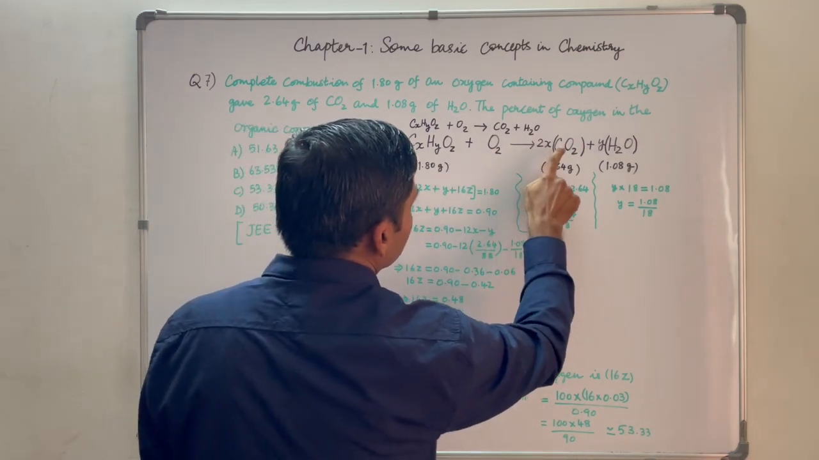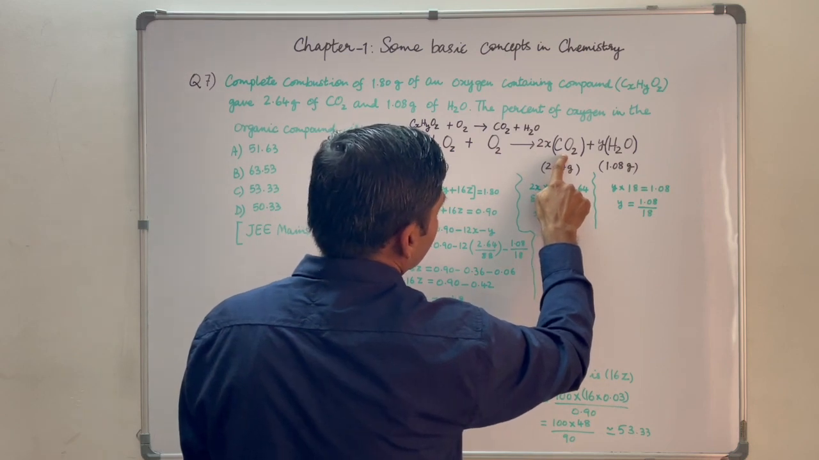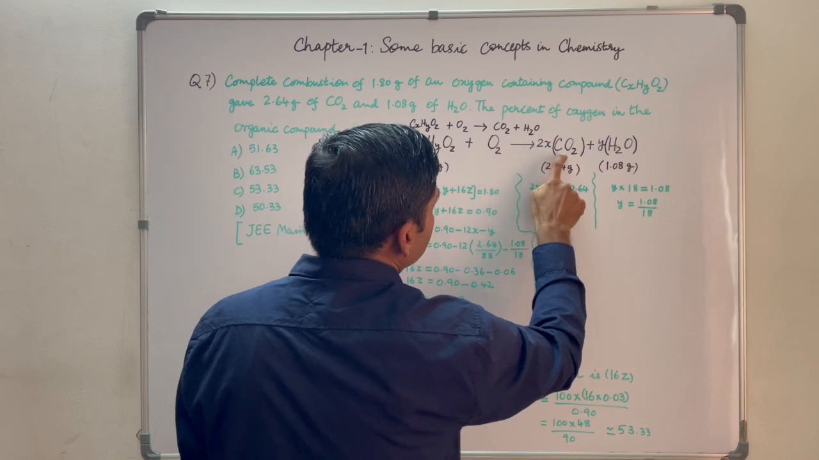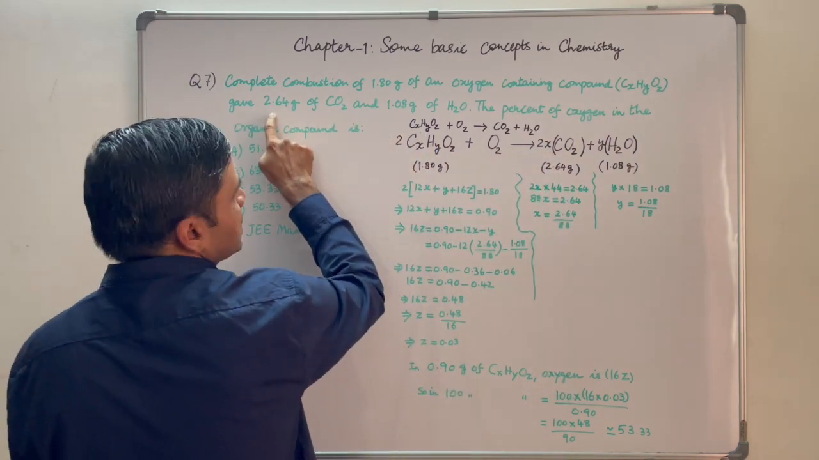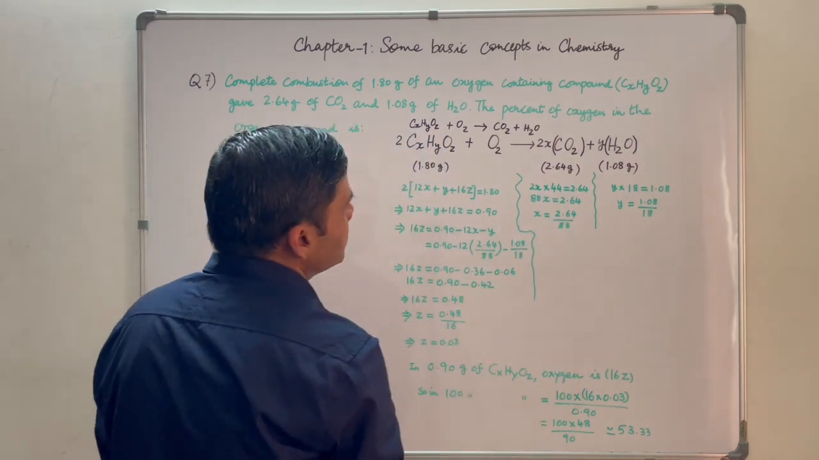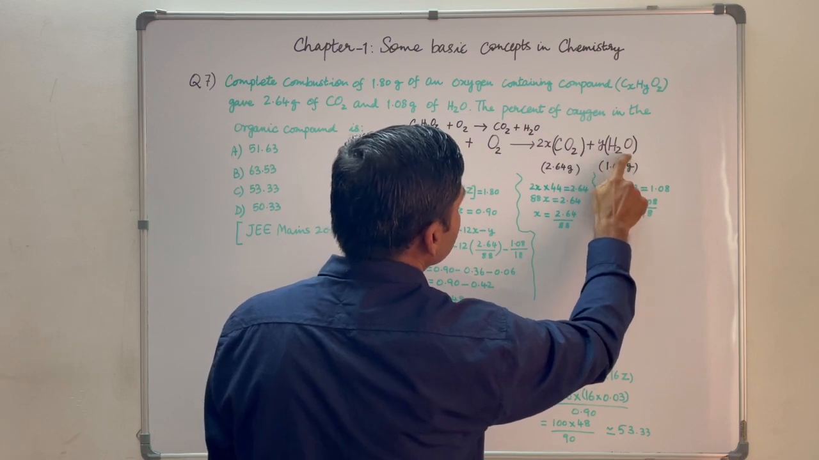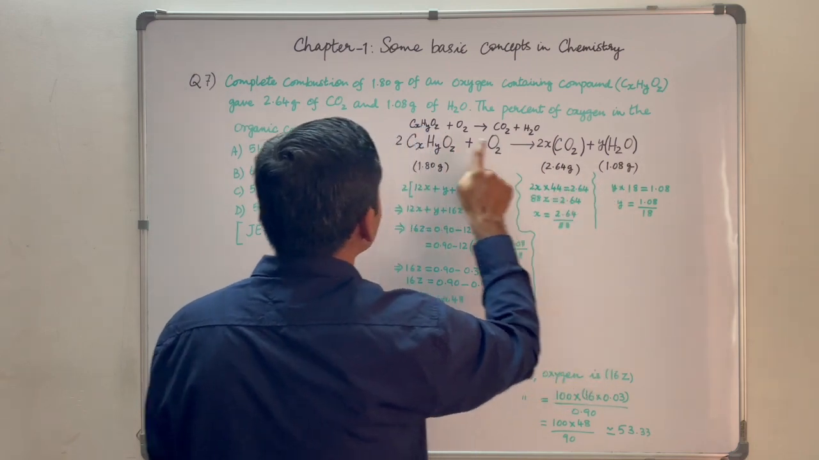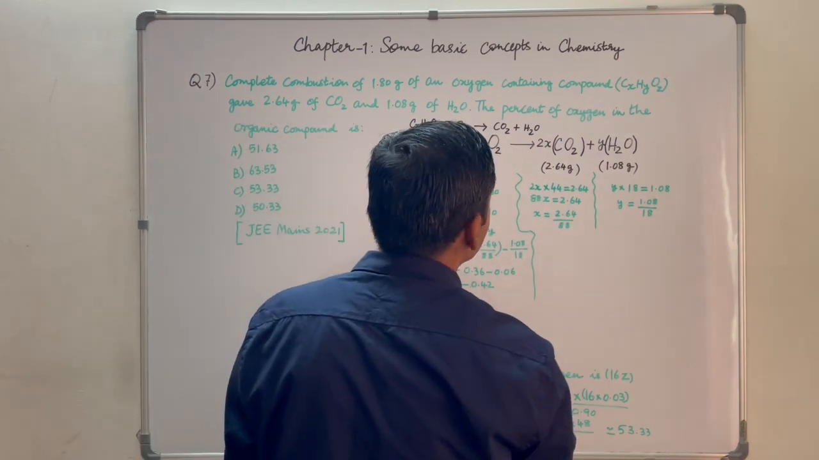We will start our calculation from here. Mass of CO2 will be 44, 12 plus 16 into 2. So 2x multiplied by 44 is 2.64, which is given in the question. So x is equal to 2.64 upon 88. Similarly, mass of water is 18, 2 into 1 plus 16. 18 into y is 1.08 gram, which is given in the question. So y is 1.08 upon 18.